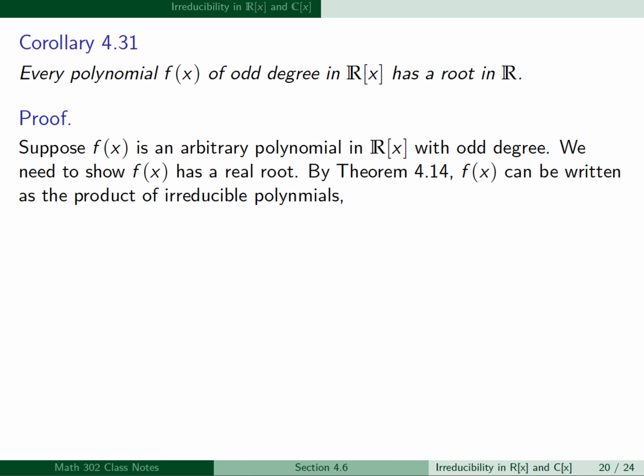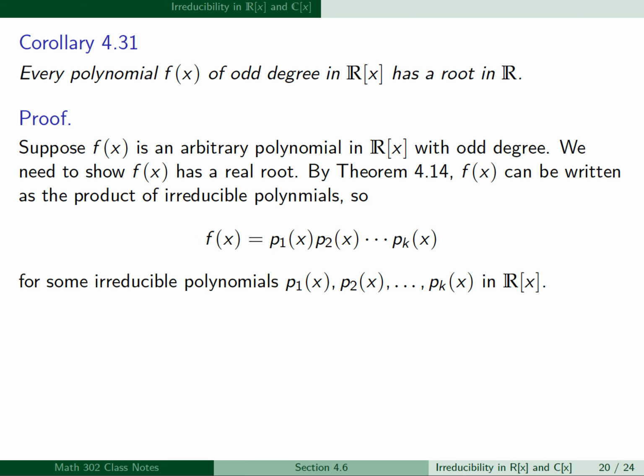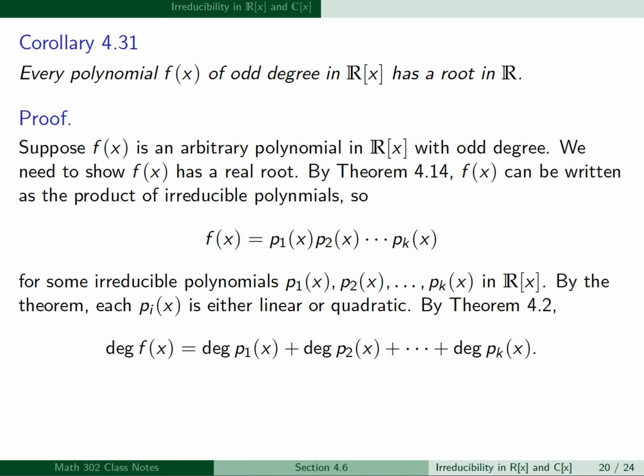By Theorem 4.14, f(x) can be written as the product of irreducible polynomials. So f(x) = p1(x)p2(x)...pk(x) for some irreducible polynomials p1(x), p2(x), ..., pk(x) in R[x). By the theorem, each pi(x) is either linear or quadratic, and by Theorem 4.2, the degree of f(x) will be the sum of the degrees of p1(x), p2(x), down to pk(x).